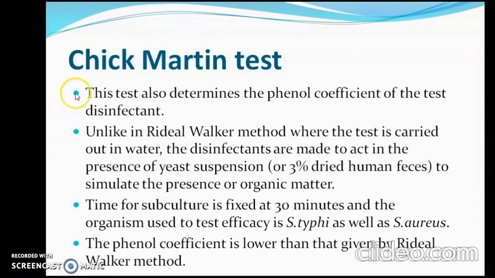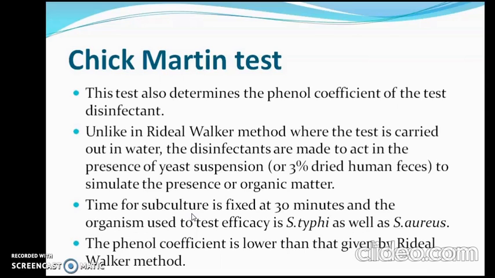The next method to determine the phenol coefficient is the Chick-Martin test. Unlike the Riddle-Walker method, where the test is carried out in water, here the disinfectants are made to act in the presence of yeast suspension or 3% dried human feces to simulate the presence of organic matter. So it can overcome the disadvantage of Riddle-Walker, which does not have any organic matter when performing the experiments. And here the time for subculture is fixed at 30 minutes, and the organisms used to test efficiency are Salmonella typhi as well as Staphylococcus aureus.